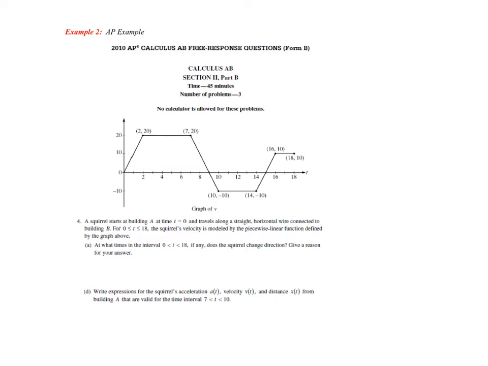The squirrel starts at building A at time t equals 0, travels along a straight horizontal wire connected to building B for 18 seconds, or minutes, maybe, I don't know, it doesn't give us units. The squirrel's velocity is modeled by the piecewise linear function defined by the graph above. At what times in the interval, if any, does the squirrel change direction? We already talked about that. So v of t equals 0 and changes sign at t equals 9 and 15.